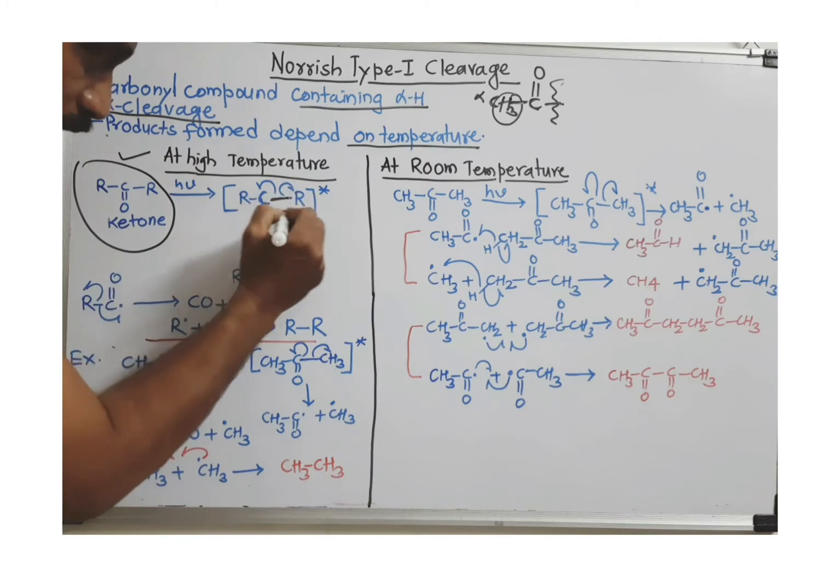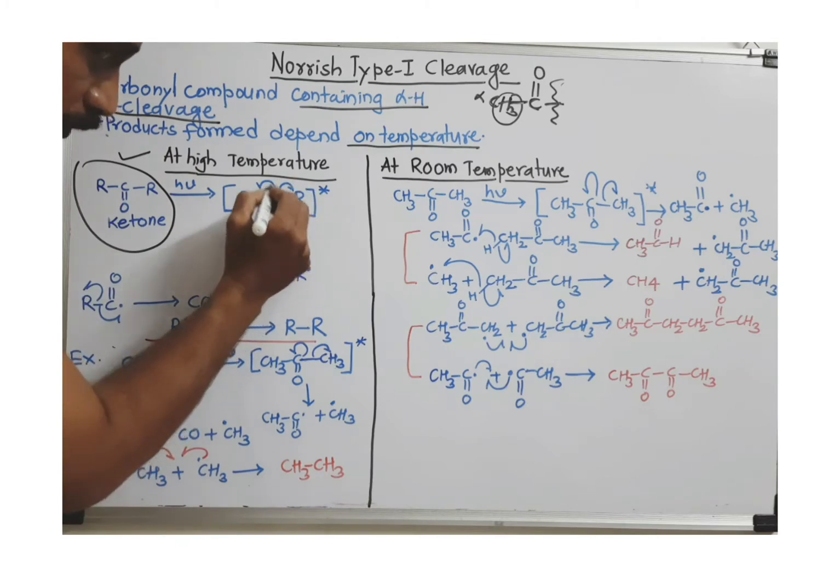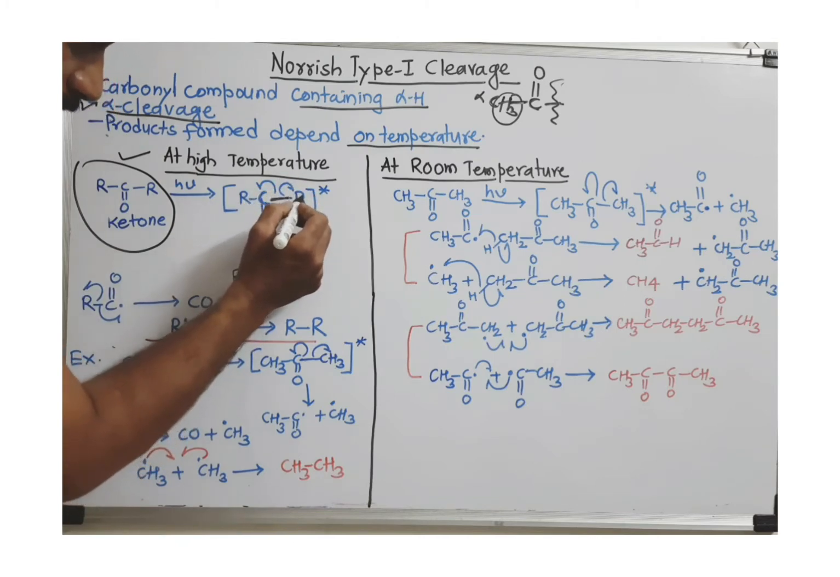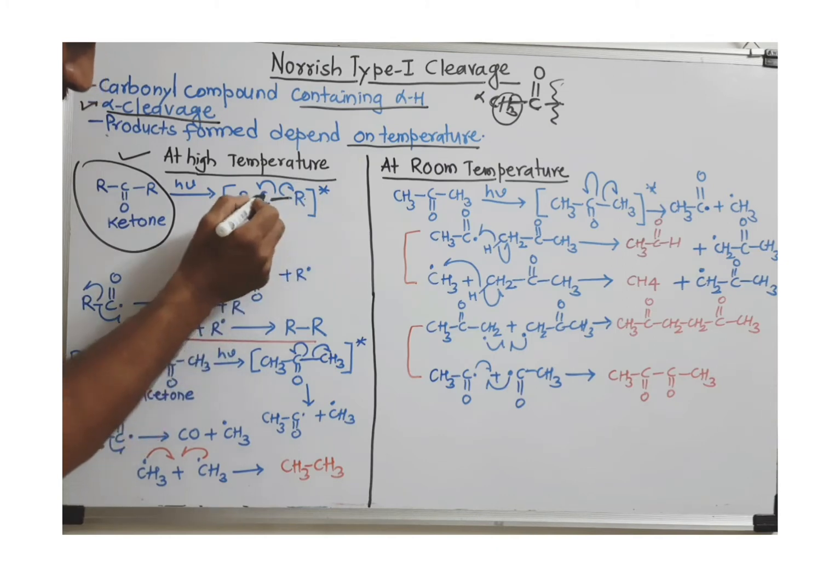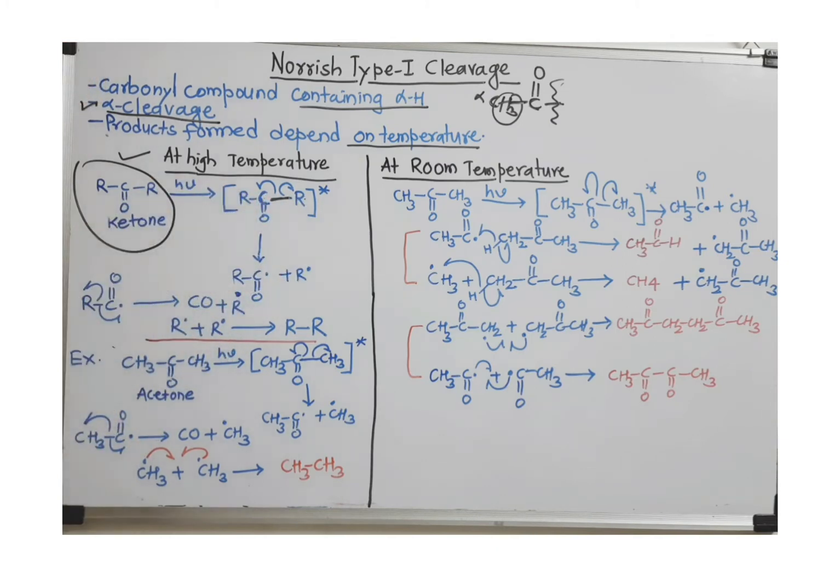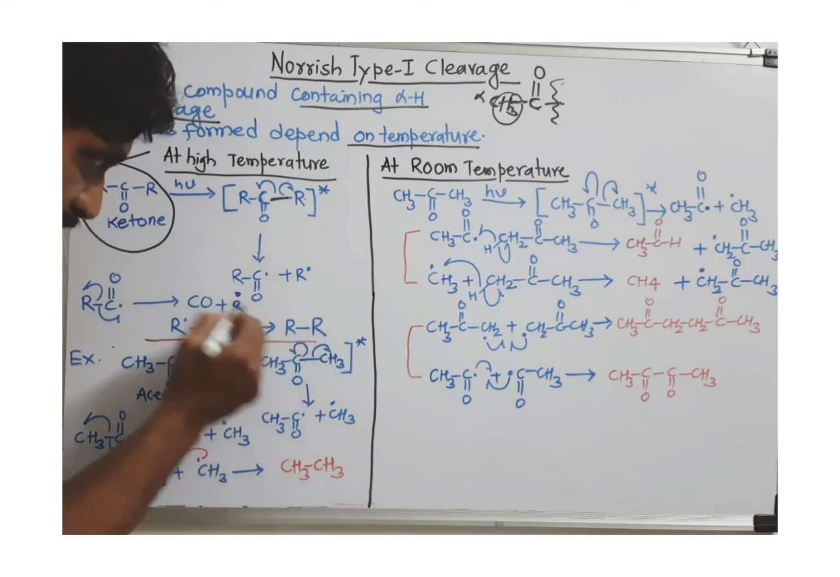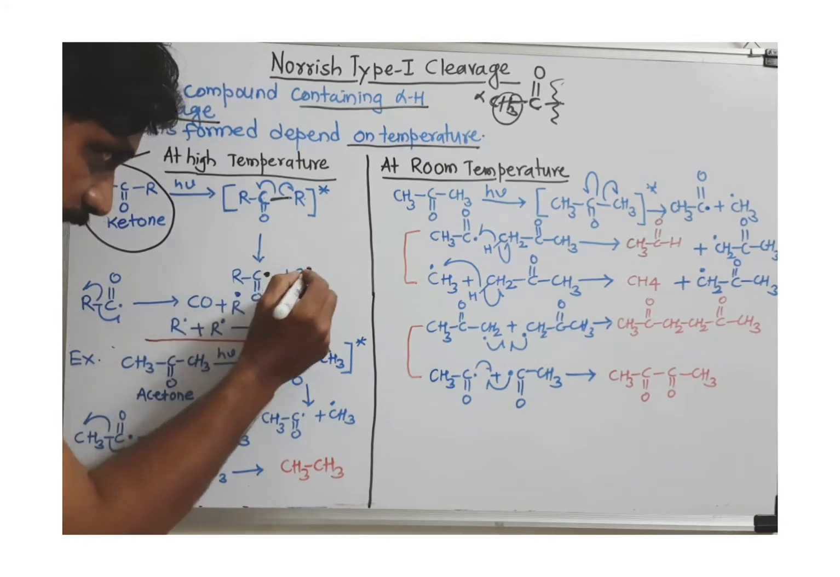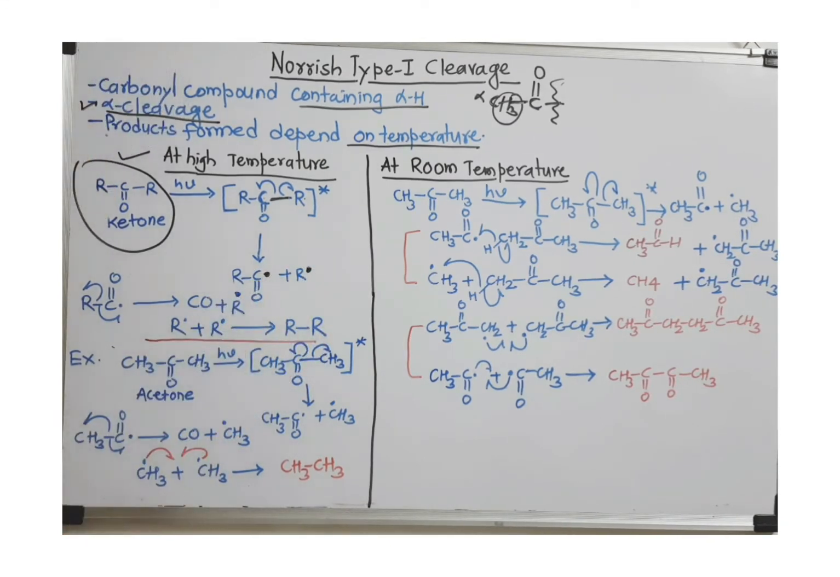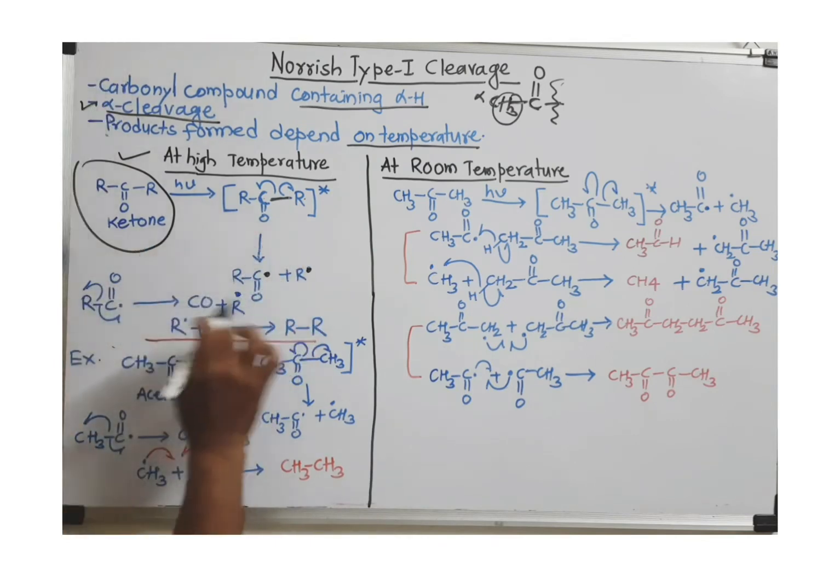So there is a homolysis. This half-headed hook arrow indicates one electron is going to this carbon and one electron is going to this carbonyl carbon. So we get two species, two free radicals. This is R and this has a free radical on the carbonyl carbon.